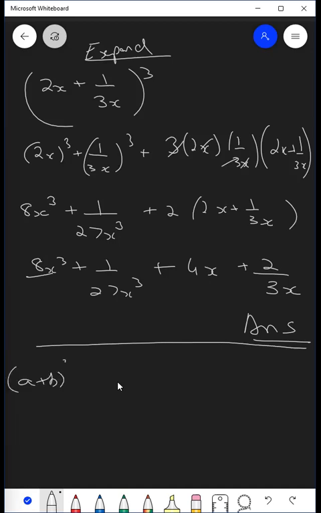Rajvi, what is a plus b the whole thing cubed? Sir, I've not learned cube identities. We just did square identities. Tell me. Okay. A cube plus b cube. No, a cube plus ab. Sir, I didn't learn these identities.